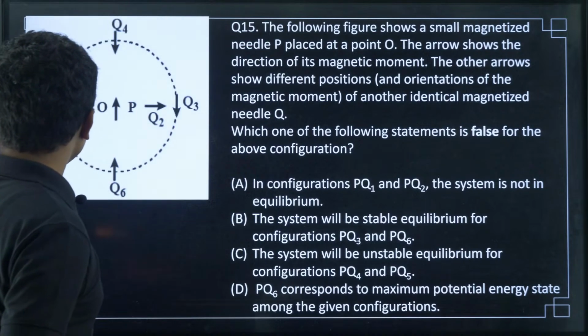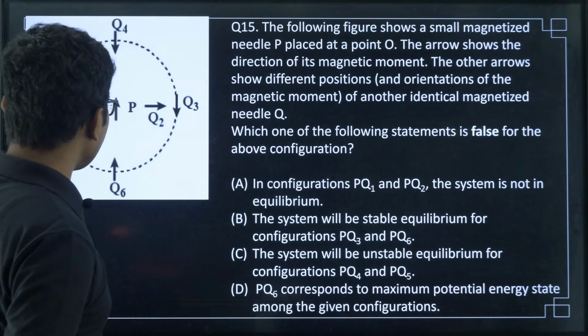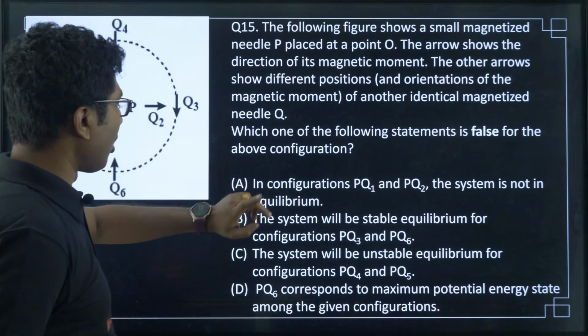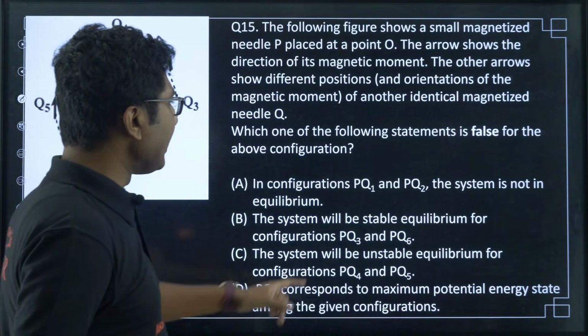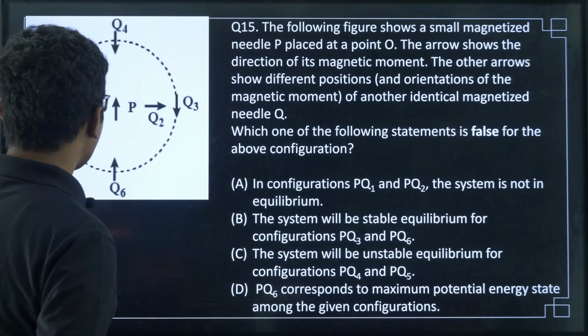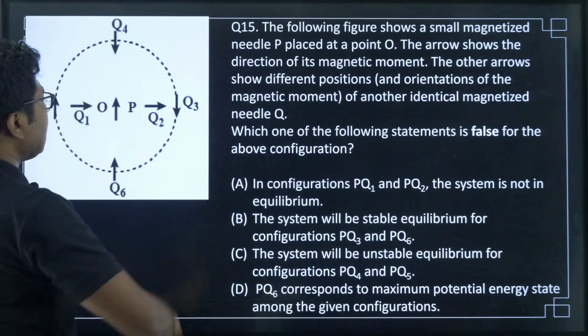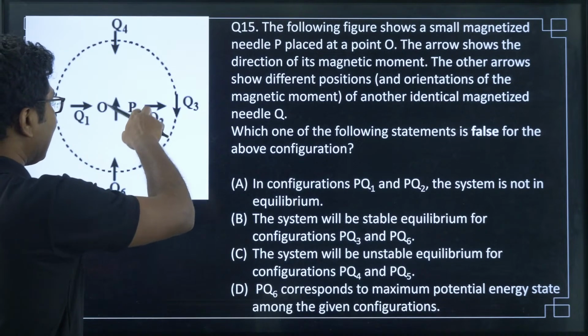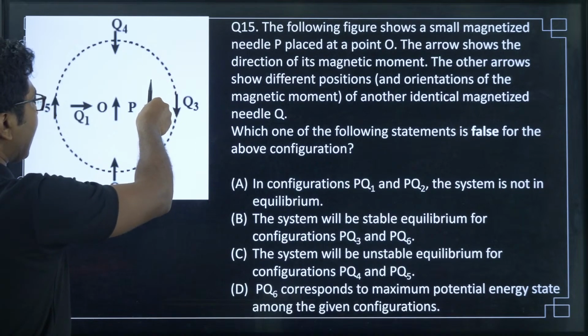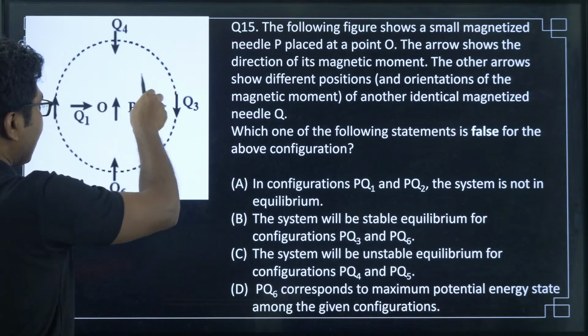So let's see one by one. Let's understand one by one. First we will identify the first option. In configuration PQ1 and PQ2, the system is not in equilibrium. As you can see, if you release these two magnetic needles, they will try to orient in the opposite direction so that it cancels this.